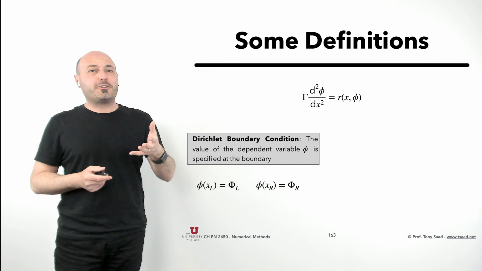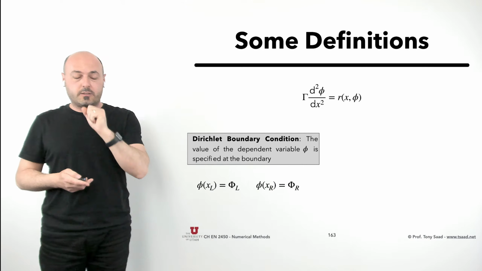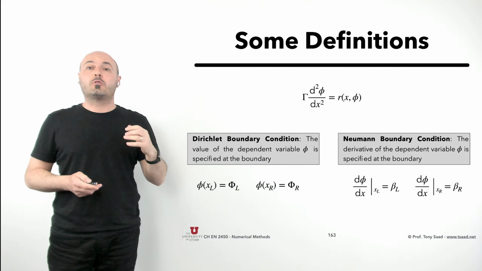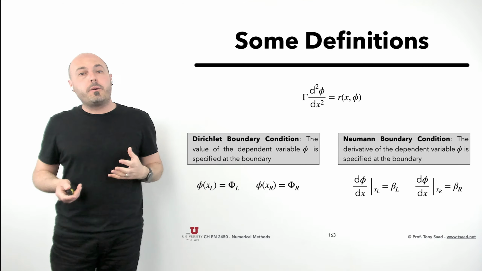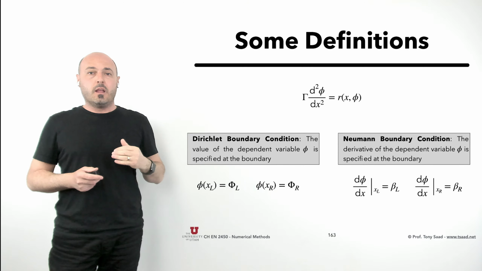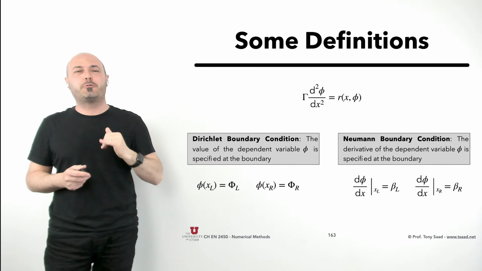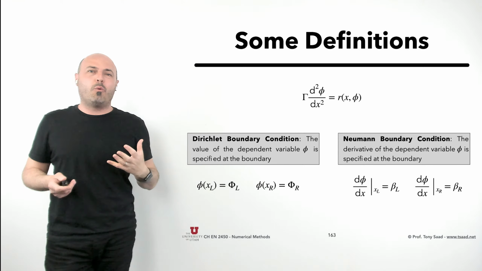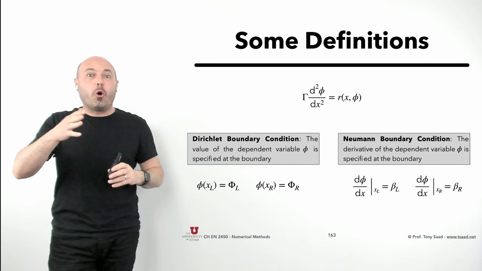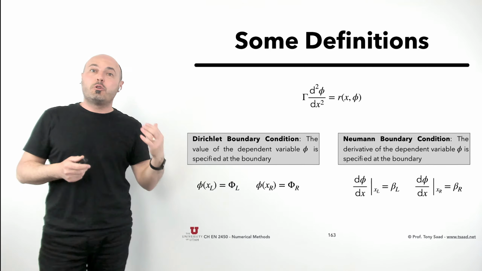Boundary conditions are important in boundary value problems by definition. There's another very important type of boundary condition, called the Neumann boundary condition. With the Neumann boundary condition, instead of specifying the value of the dependent variable, you specify its slope or its rate of change. So again, we go back to rates of change. Sometimes you don't know the specific value of a quantity, but you know how fast or how slow it's changing, for example gallons per minute.